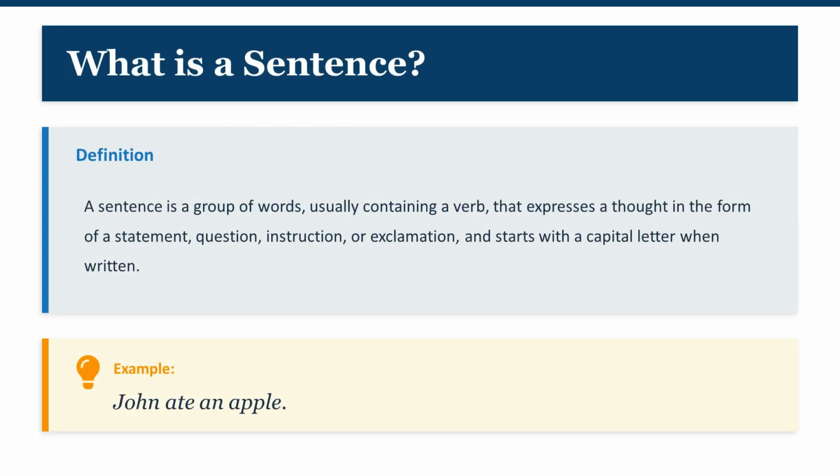So what exactly is a sentence? A sentence is a group of words, usually containing a verb, that expresses a complete thought. It can take the form of a statement, a question, an instruction, or an exclamation. And when written, it always starts with a capital letter. For example, John ate an apple. This is a simple and complete sentence. It has a subject, John, and a verb, ate, and it expresses a clear thought.